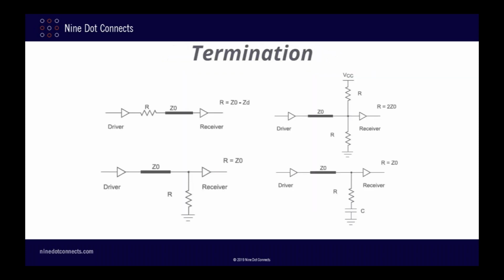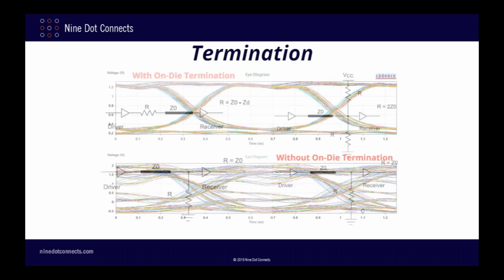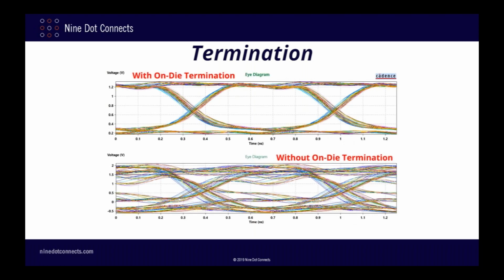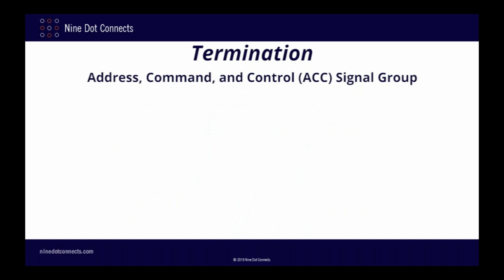I'd now like to touch on the topic of termination, if you'll pardon the alliteration. We saw some effects of termination when we were looking at the data bus signals. DDR3 provides for on-die termination in the memory devices themselves, which greatly simplifies the design and layout of the data bus signals. But what about the address, command, and control signals? Collectively, these are known as ACC.